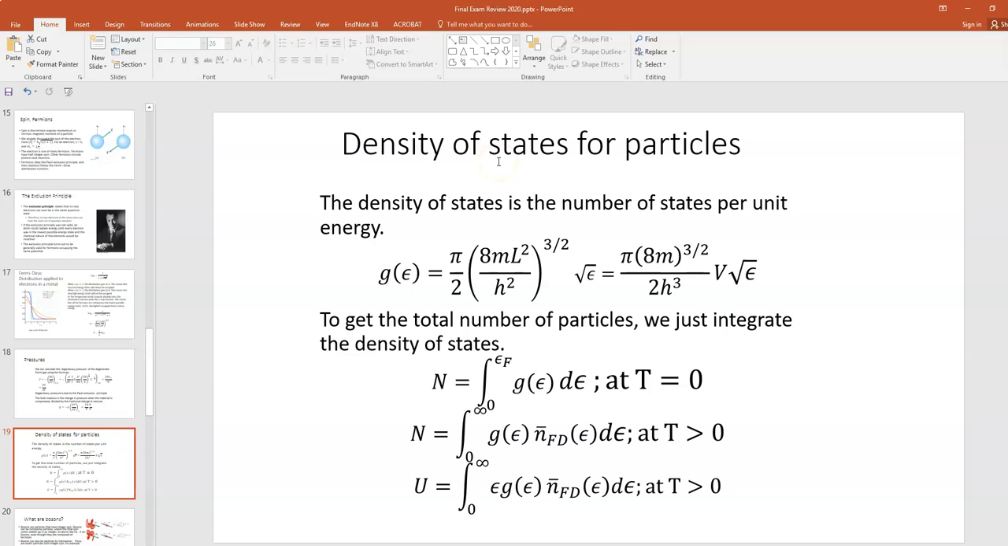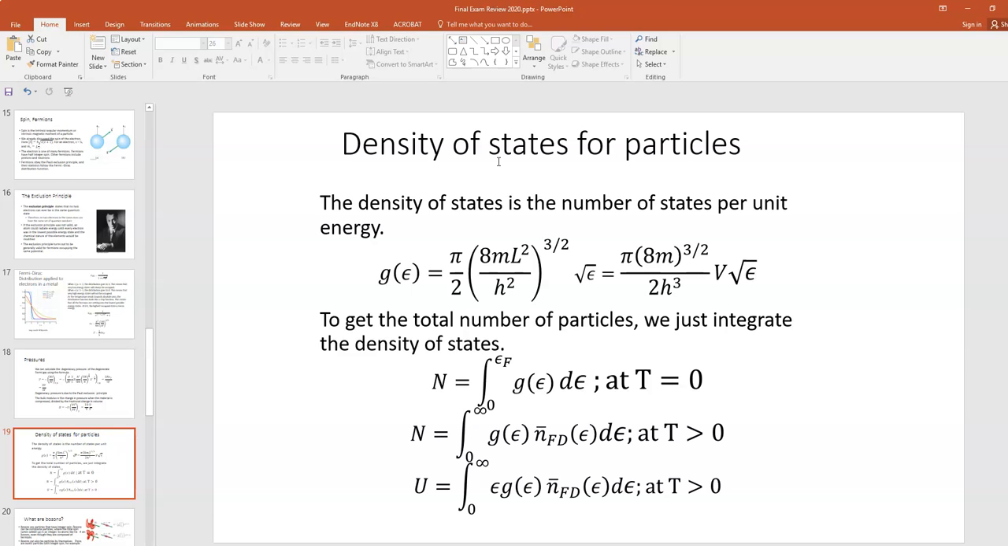So then we introduced a rather tricky concept called the density of states. The density of states is often written as g of epsilon. What it means is the number of states per unit energy. Now the expression that we found for the density of states was pi times (8m) to the 3/2 over 2h cubed, times the volume V, times the square root of epsilon, the energy.